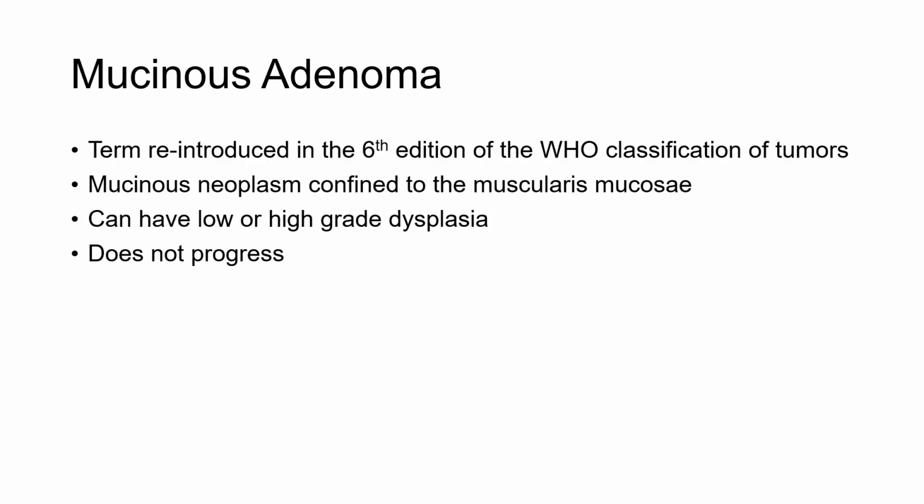Mucinous adenoma was not used in the 5th edition of the WHO classification, but has been reintroduced in the 6th edition. This is defined as a mucinous neoplasm that's confined to the muscularis mucosae. It can have low or high grade dysplasia, but the important thing is that since this is confined to the mucosa, it does not progress. And that's essentially the reason that this category has been added back into the WHO, is to designate that these are not going to further progress and do not require treatment aside from an appendectomy.